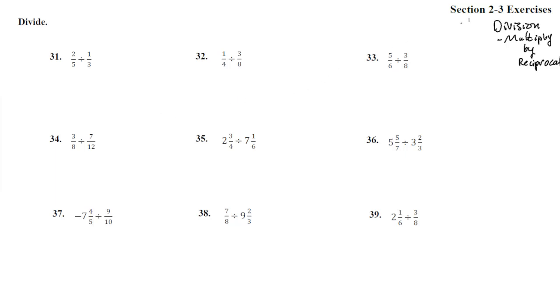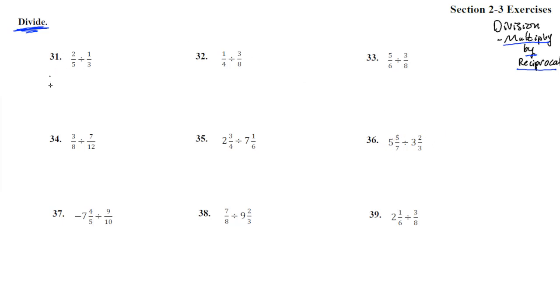Here we are in section 2-3 exercises numbers 31 through 39, and it is just division. Now, with division, we multiply by the reciprocal of the second one. So we're going to change the divide to a times and then times it by the reciprocal. Now, we should note that when we get down to these mixed numbers, we have to change them into improper fractions so we can multiply straight across the top, straight across the bottom.